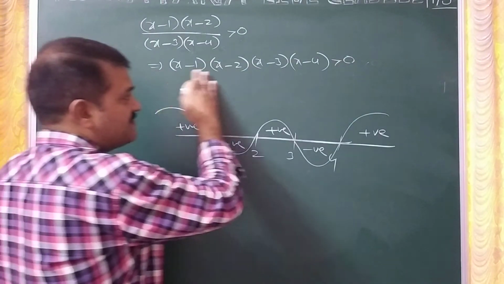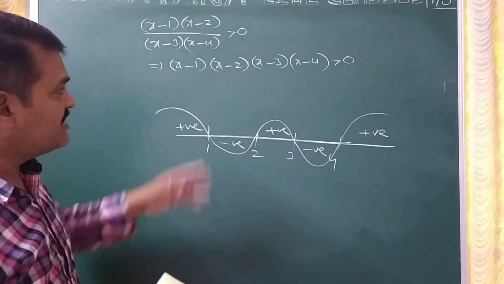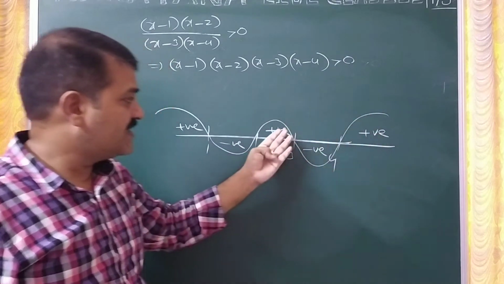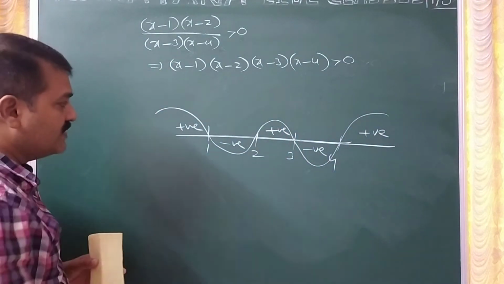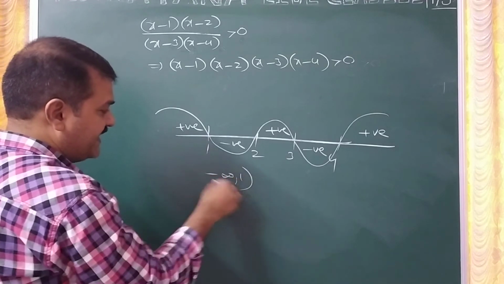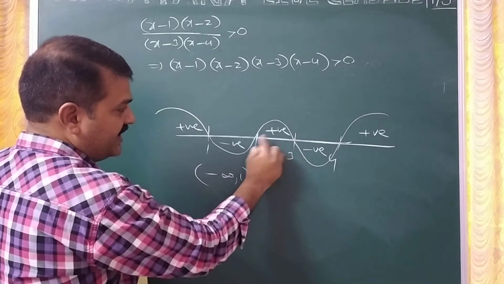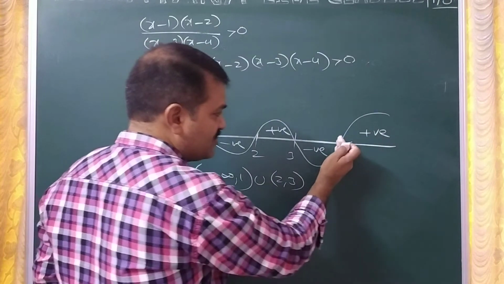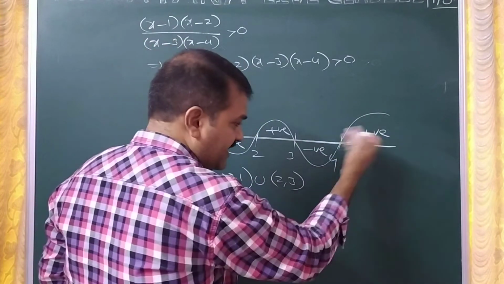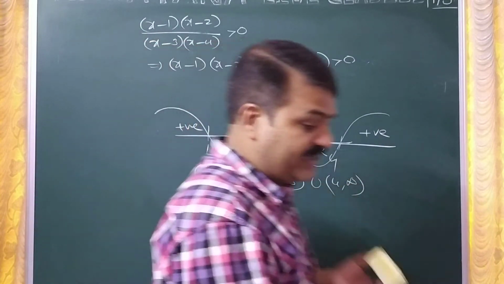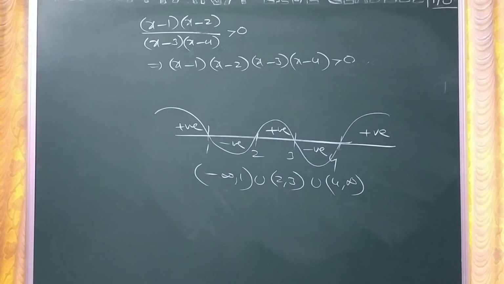So what is the question? The expression must be positive. So see the portions which are marked positive in the figure. Less than 1 means minus infinity to 1, union 2 to 3. Here also positive is marked, so more than 4: to the right side of 4 you can take anything. So 4 to infinity. This is going to be our solution. Very simple. I'll give you one more example.